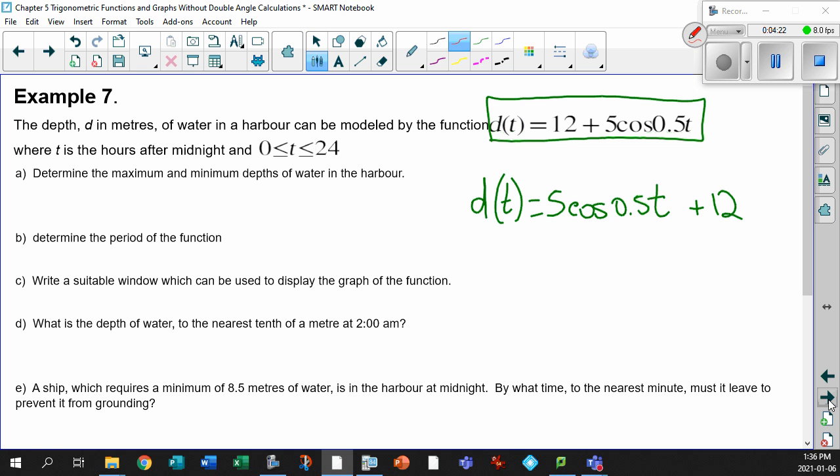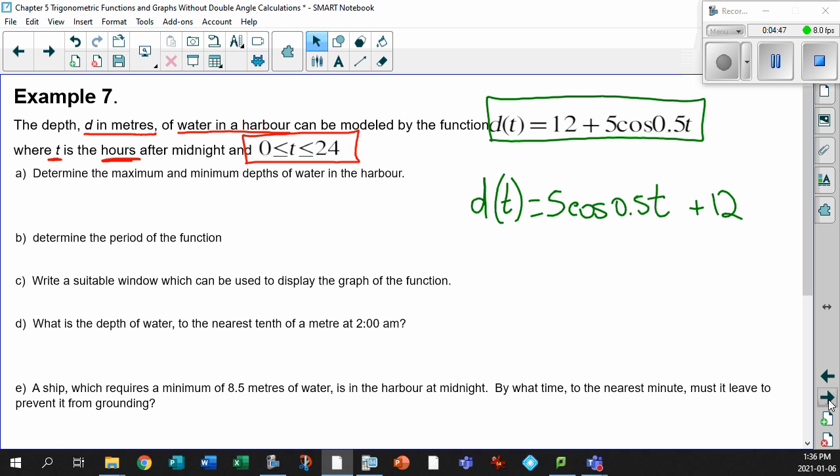It says this is the depth, D, of water in a harbor. So obviously you're dealing with tides, high tide and low tide, where t is the hours for a day. Okay, I can do that. It says, determine the maximum and minimum depths of the water. Well, you know and I know that you're smart.